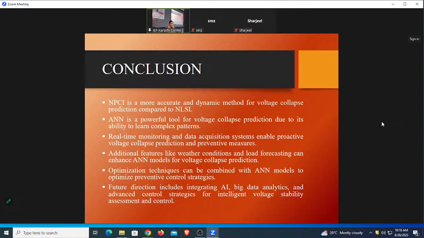In conclusion, our exploration of voltage collapse prediction using artificial neural networks demonstrates a promising approach to enhancing power grid stability. As we move forward, collaboration between data scientists, power engineers, and policymakers will be crucial in refining these models and implementing real-world solutions. Let's work together to ensure that our lights stay on, industries keep thriving, and homes remain powered, even in the face of challenging conditions.